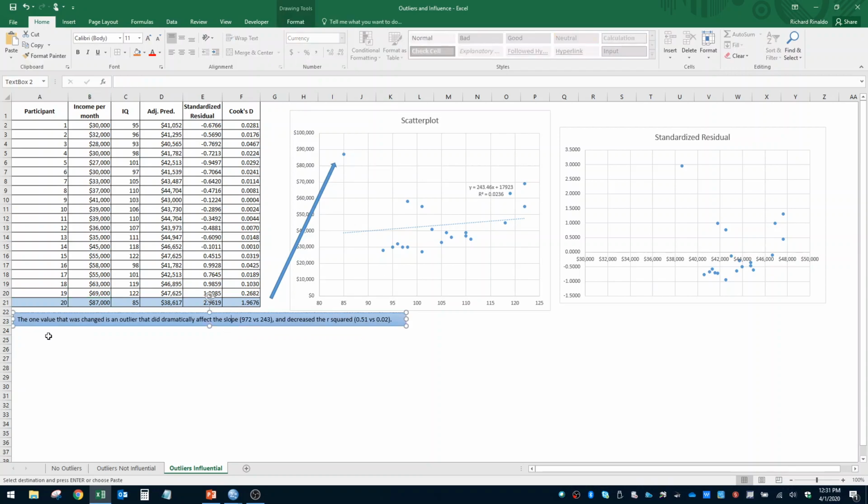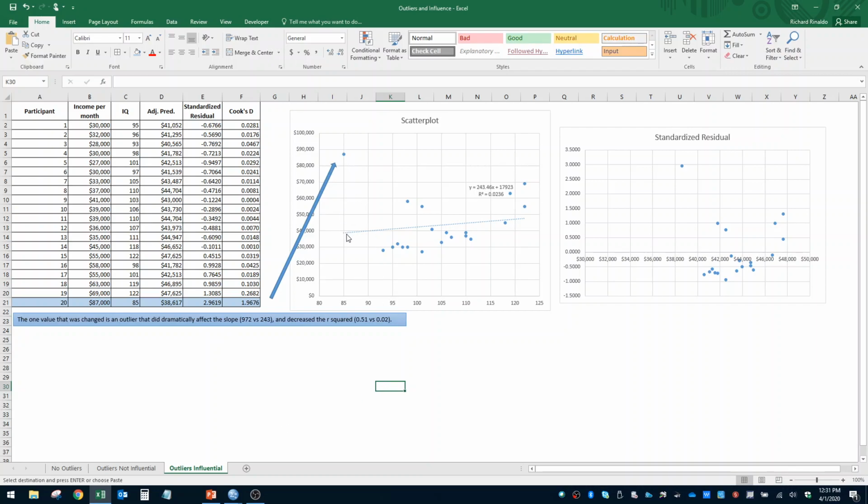So, the one value, remember the original slope was 972 from the original data set, no outliers. That slope has now dropped to 243. My R squared has gone from 0.51 down to 0.02. That is an extreme drop in the R squared and in the slope function. Basically, it's eliminated all prediction. And once again, it's least squares.